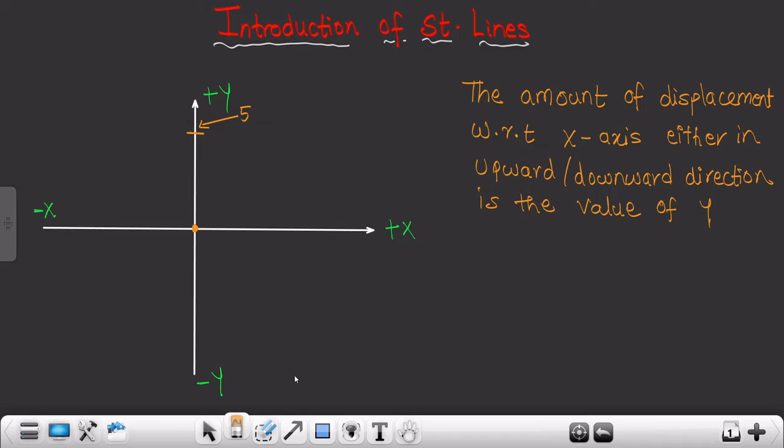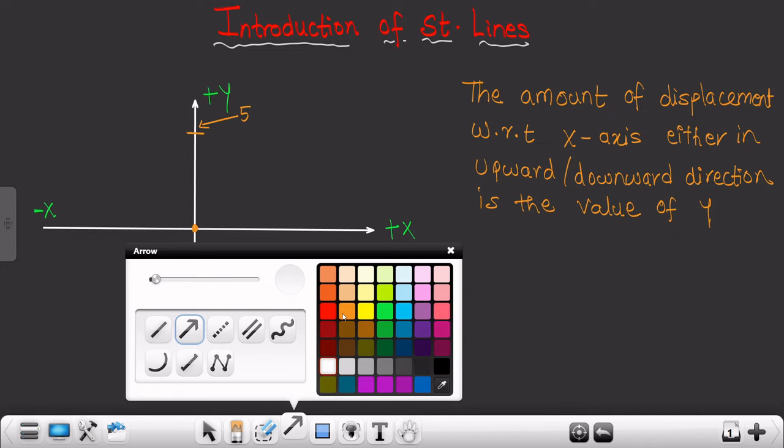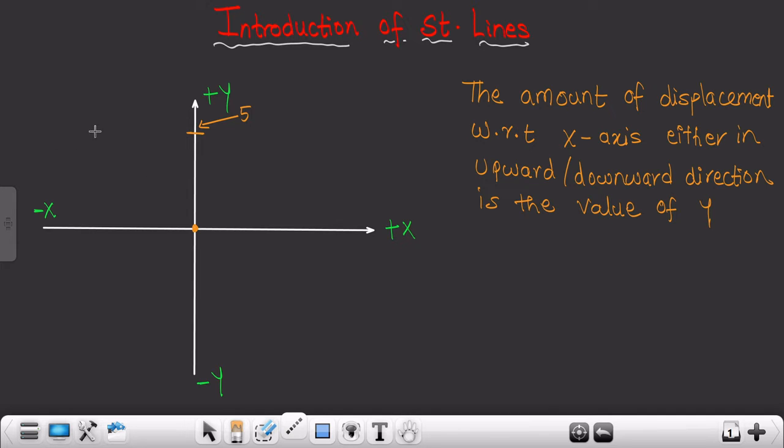So displacement is how much? 5. So how are we supposed to draw this particular line? See, we are supposed to draw this particular line in this way. So this is y is equal to 5. That means this particular line is basically y equals 5. This is what this particular line tries to tell you. That means what?